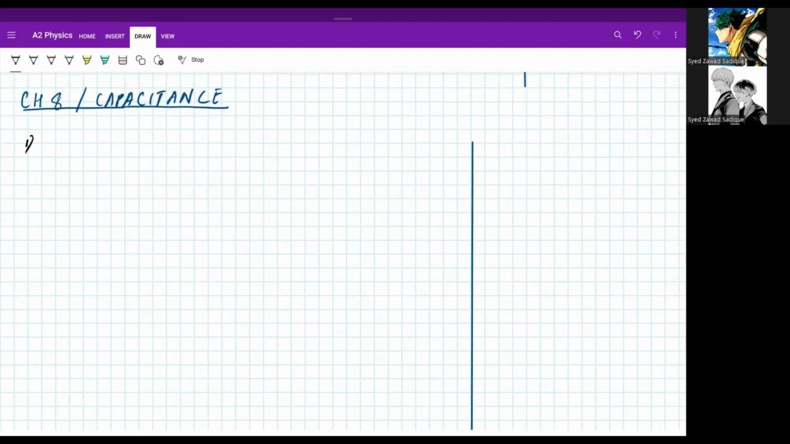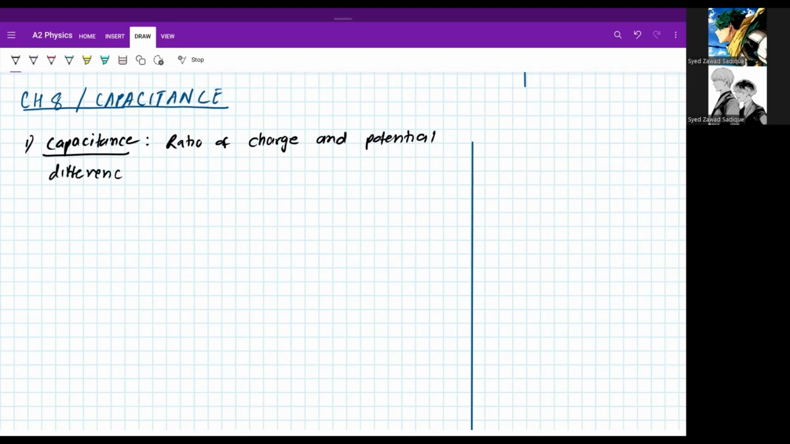So 1 is capacitance. The definition of capacitance is ratio of charge and potential difference. You could say C is equal to Q by V.